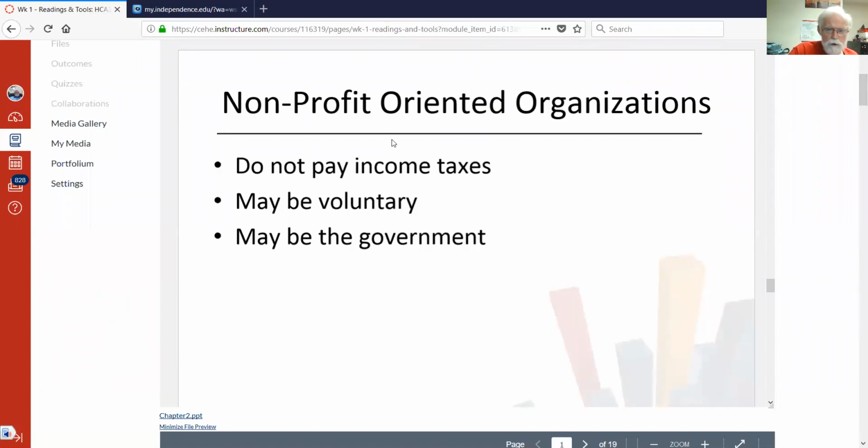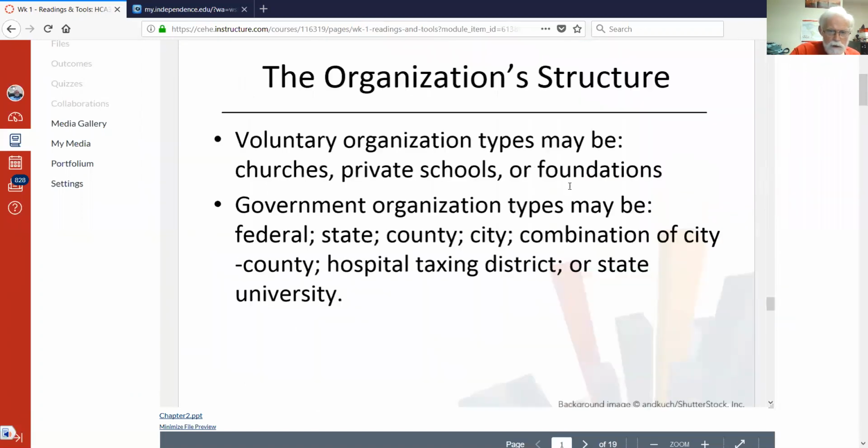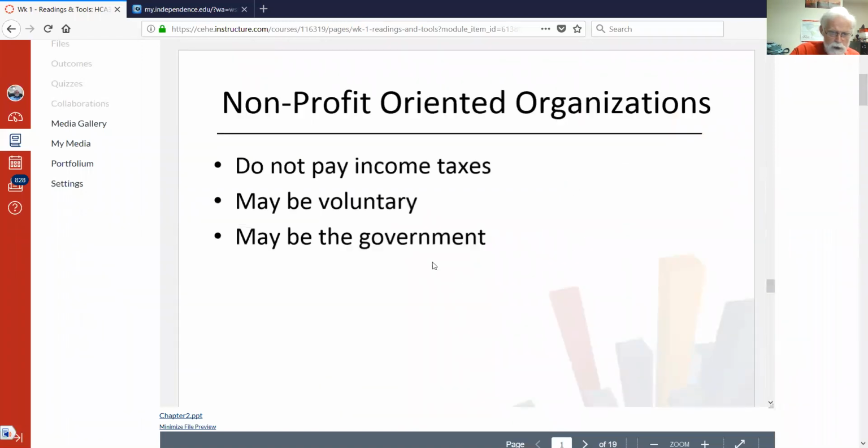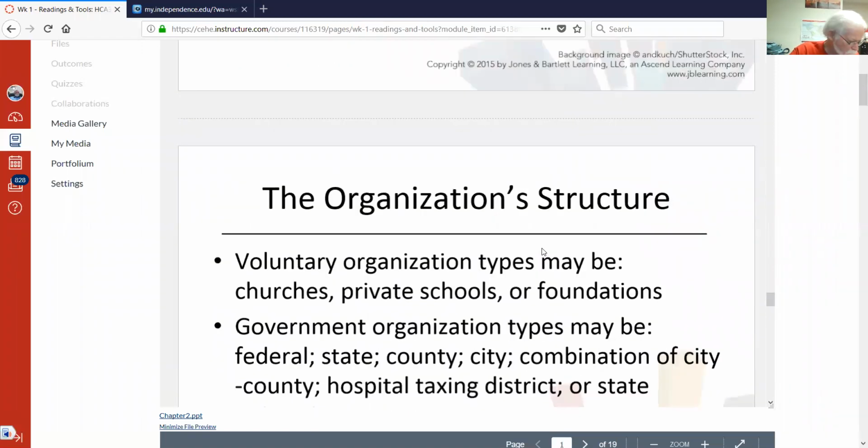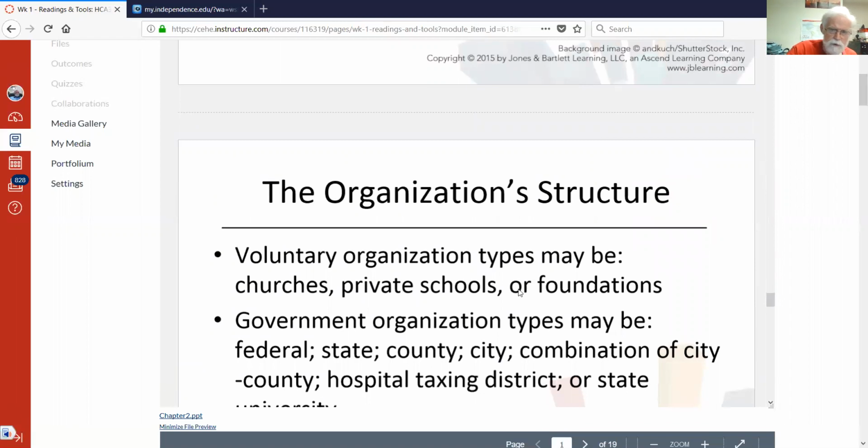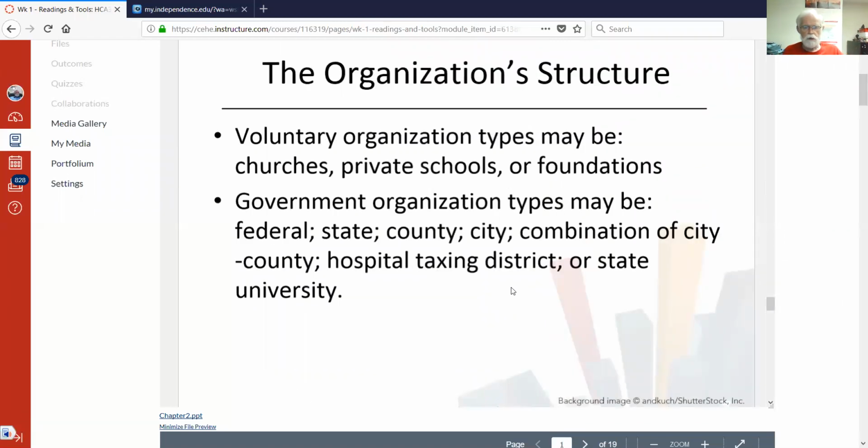The nonprofit oriented organizations, as I say, it's a tax designation. And they often use a lot of volunteers. Government organizations don't pay taxes.